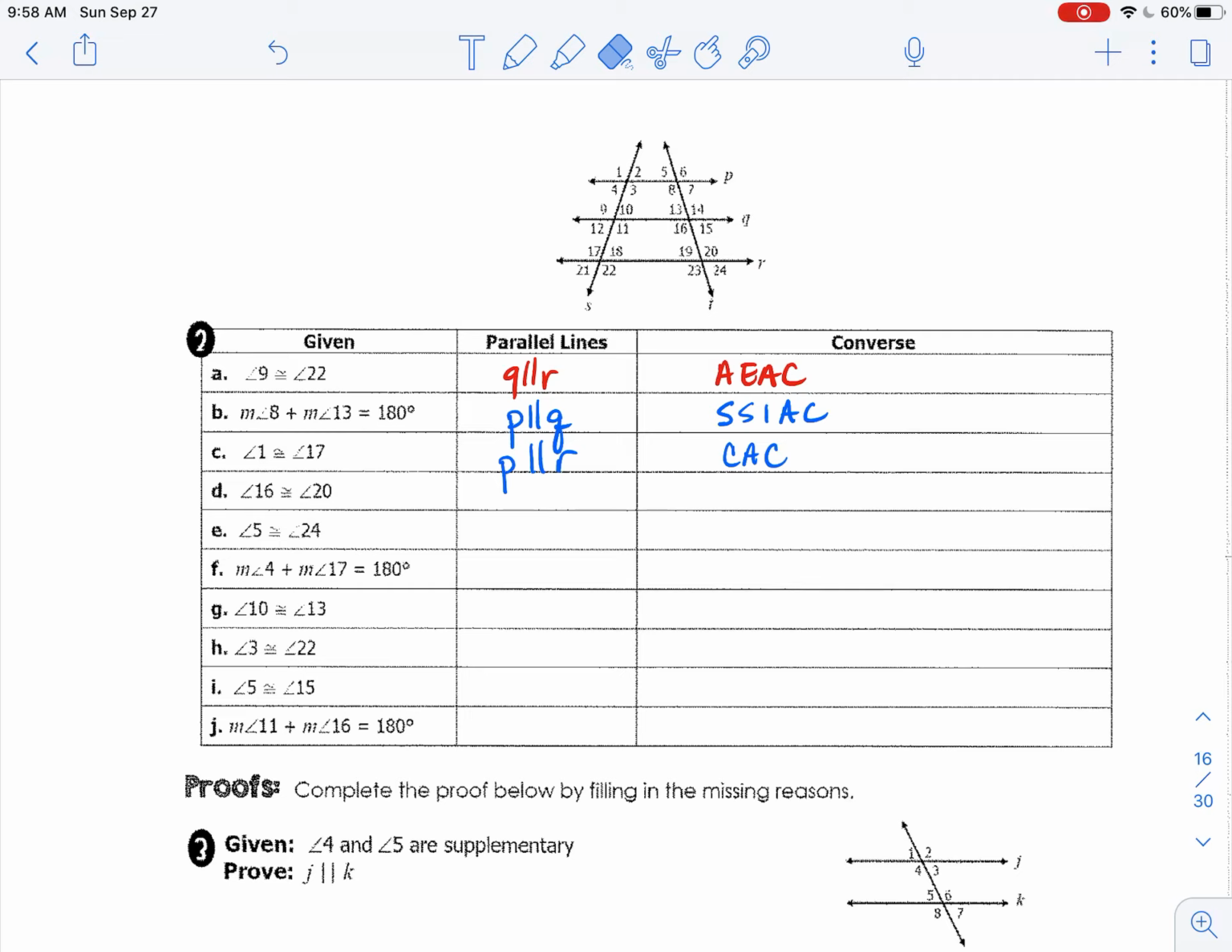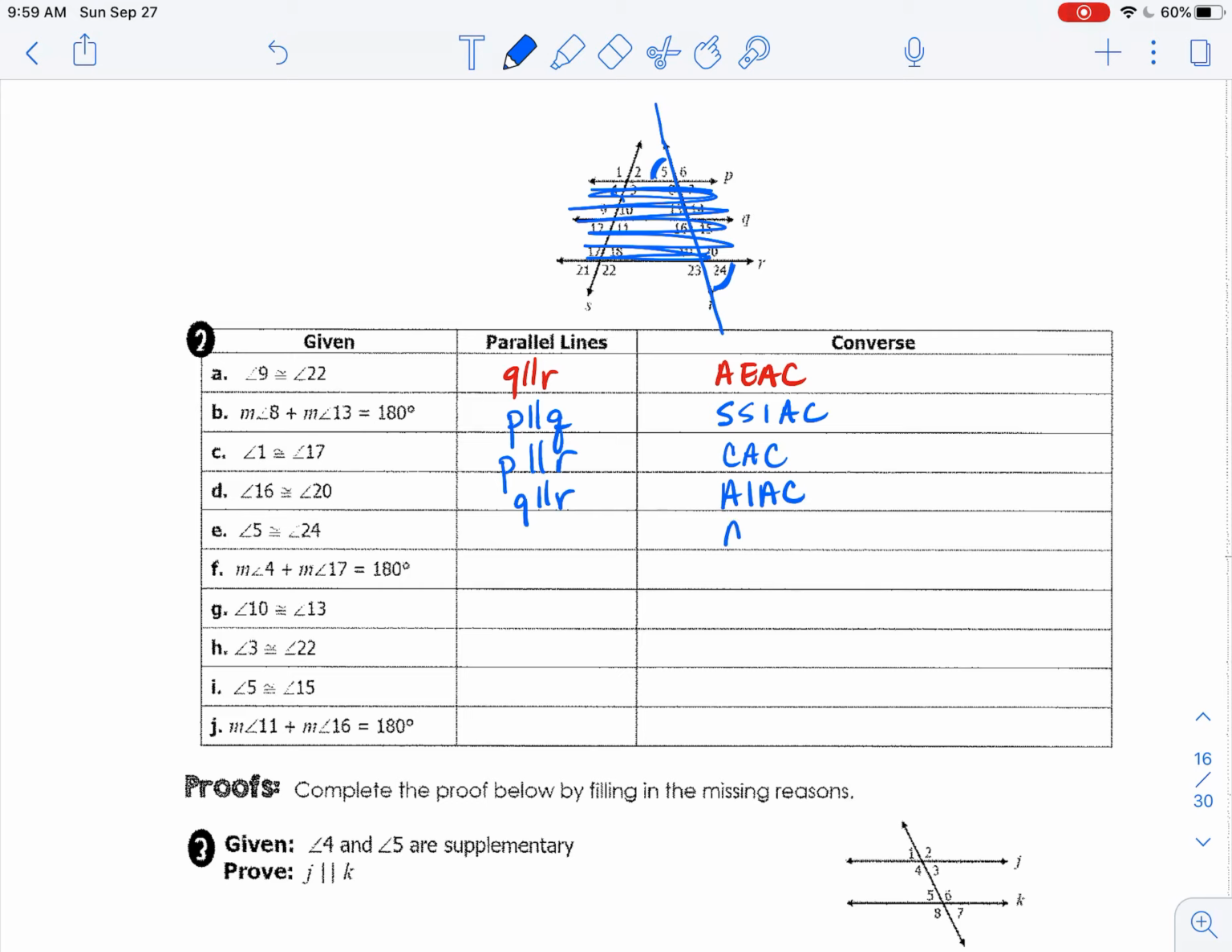All right, letter D, 16 and 20. So 16 is here, 20 is here, and let's see, we've got two different angle groupings, so that's good. Here's the transversal. That's good. So Q and R. Q is parallel to R, and these are alternate interior angles converse. All right, the next one, we have 5 and 24. 5 is up here. I gotta always mark them so I can see them. 24 is down here. This is the transversal that connects them.